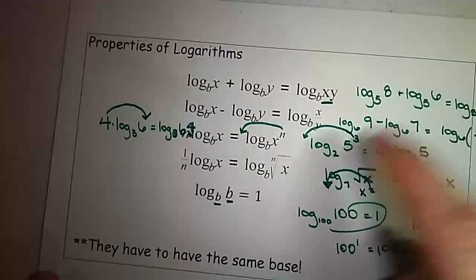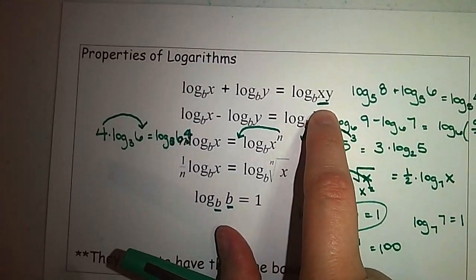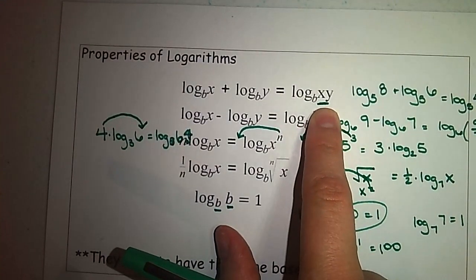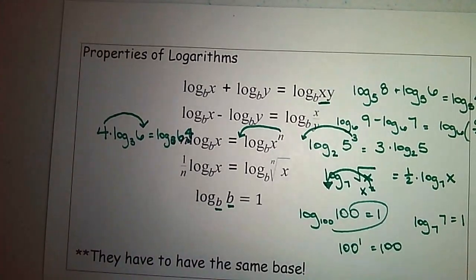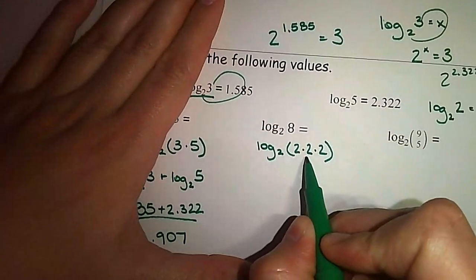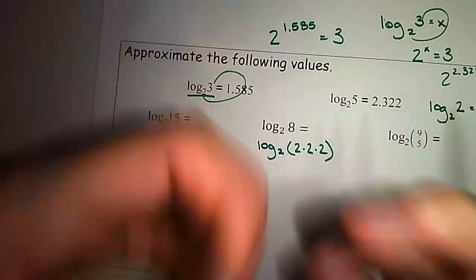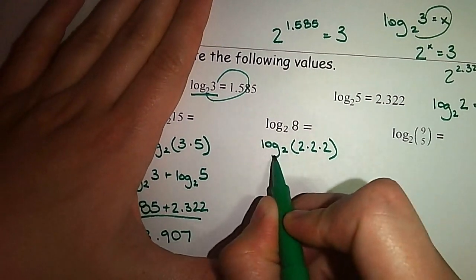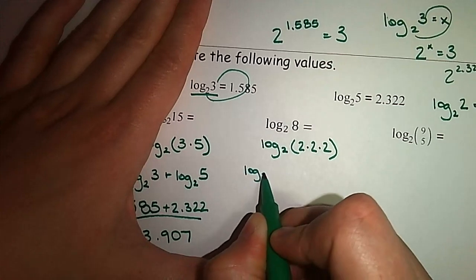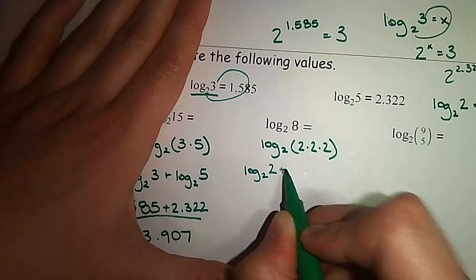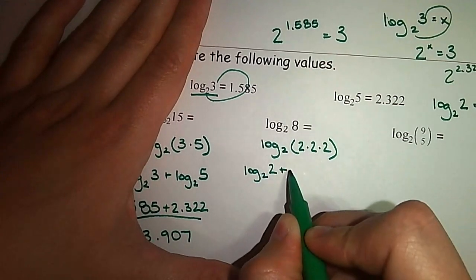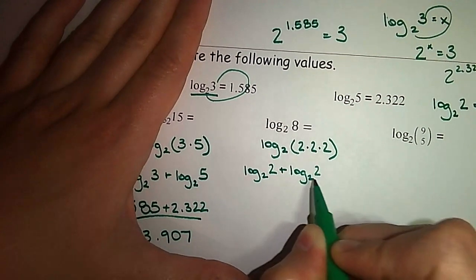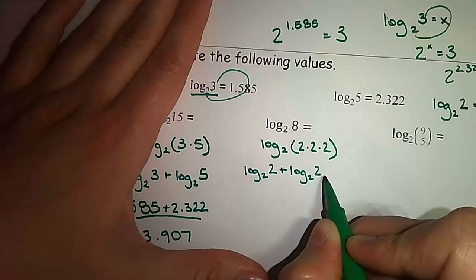And again, using that same property, I know when I have multiplication within my argument, I can really split that up. I can expand that into multiple logarithms that are added together. So in this case, since we have 3 things being multiplied together, we're going to have 3 things added together when we separate it. So this first one, I will have log base 2 of 2 plus log base 2 of this 2 plus our last one, log base 2 of 2 again.